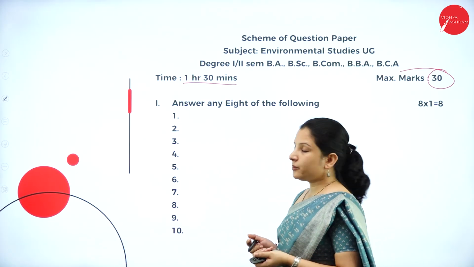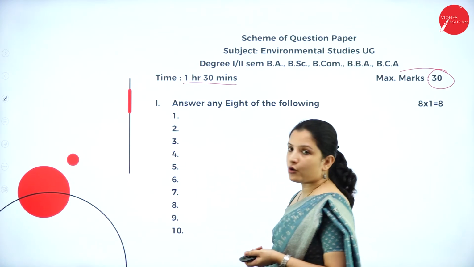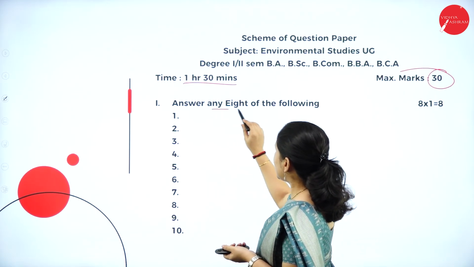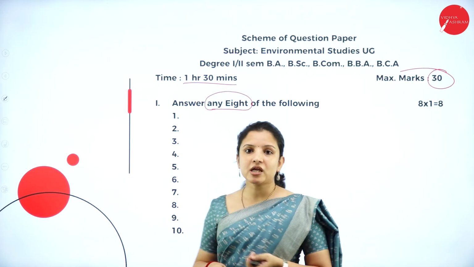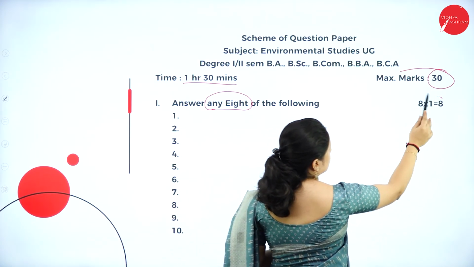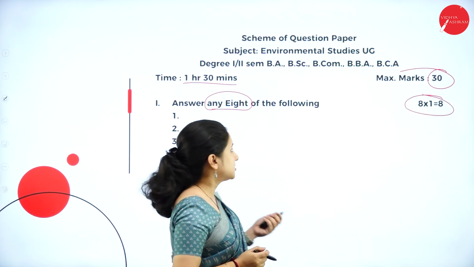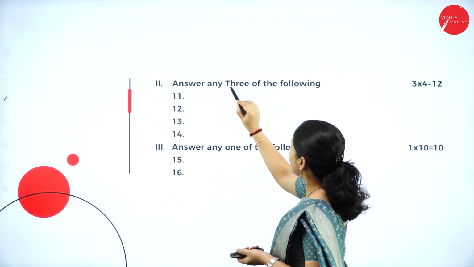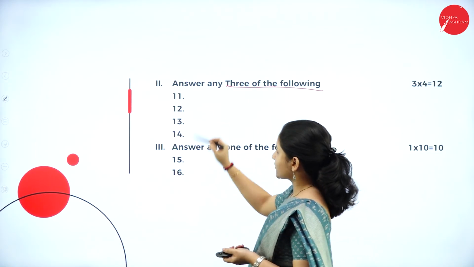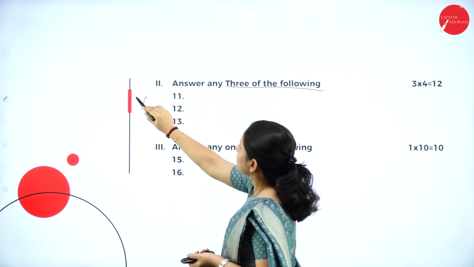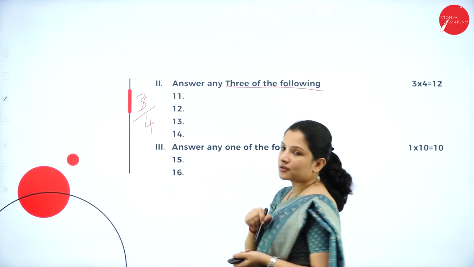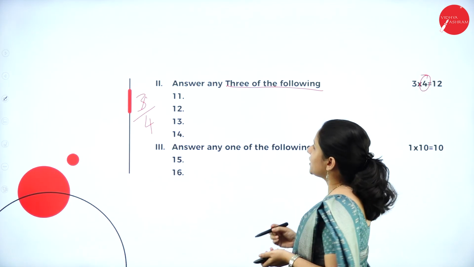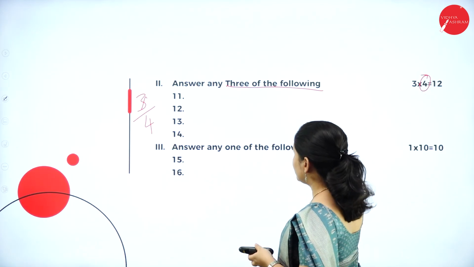It is divided into 3 mains. In the first main there will be 10 questions of 1 mark each, out of which you need to write any 8. So out of the 10, any 8, it will fetch you 8 marks. Next, the second one is answer any 3 of the following. 4 questions are given, and you need to answer any 3. Each question carries 4 marks, so therefore 12 marks from this.